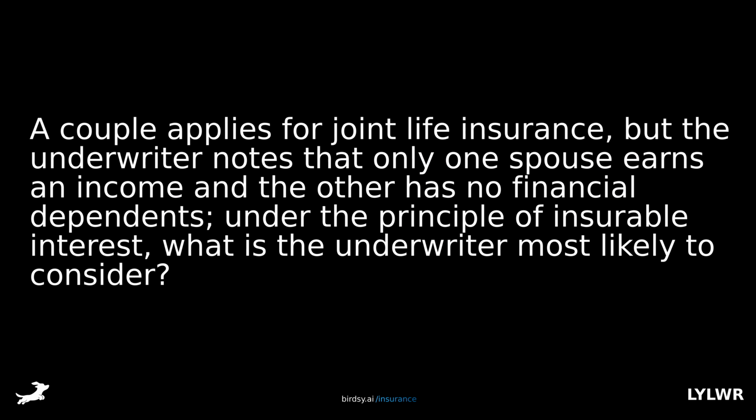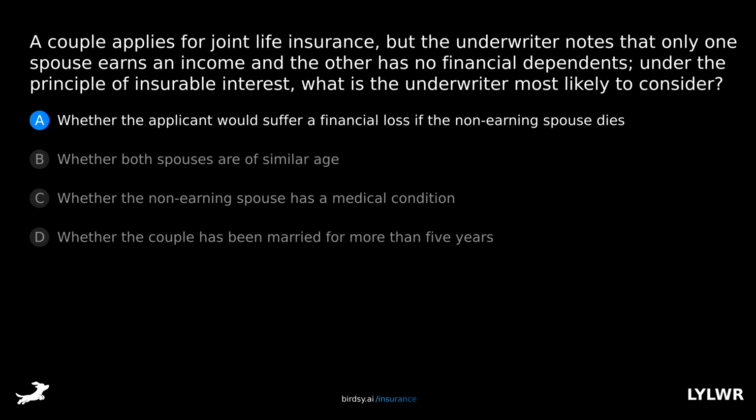A couple applies for joint life insurance, but the underwriter notes that only one spouse earns an income and the other has no financial dependence. Under the principle of insurable interest, what is the underwriter most likely to consider? Is it A, whether the applicant would suffer a financial loss if the non-earning spouse dies?